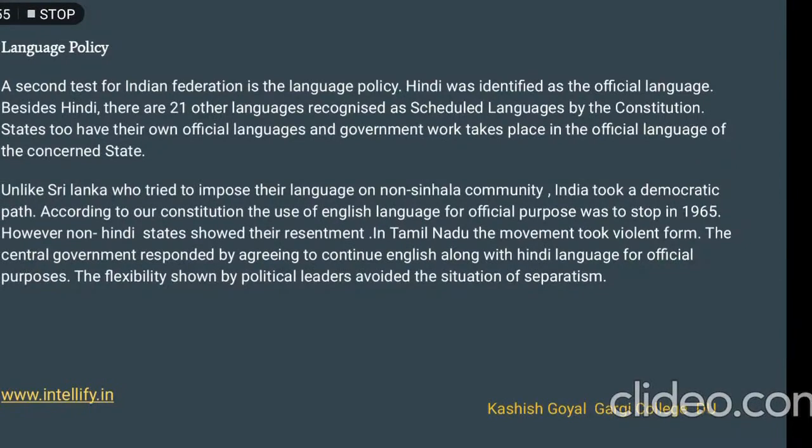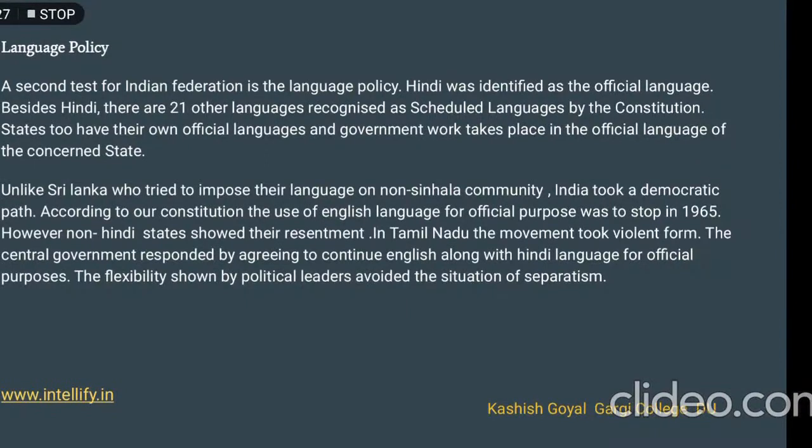Now, one thing to be noted here is, like we have seen in Sri Lanka, the Sinhala community, that were the major population of the country, tried to impose their language and culture on non-Sinhala people, that were the Tamils, right? But in the end, the country saw great recession, and there was a lot of fighting in the country. But India adopted a very different path. The path that India adopted was flexible in nature, democratic.